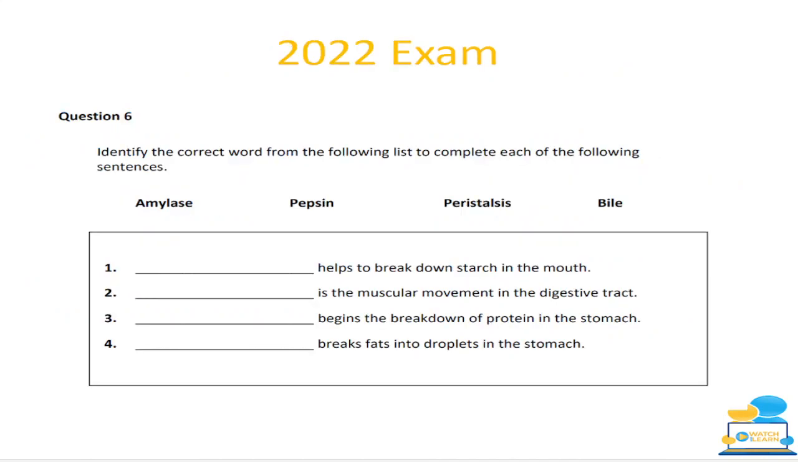So next up, this was the 2022 exam, which I corrected as an examiner. This was part of a short question. It says there, question 6, identify the correct word from the following list to complete each of the following sentences. The fact that it says identify means it's a short question, so it's just looking for a one pointer.